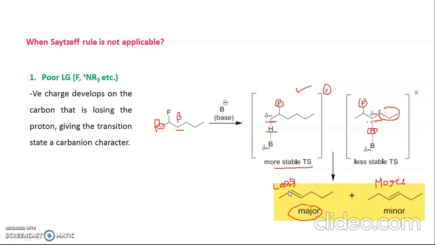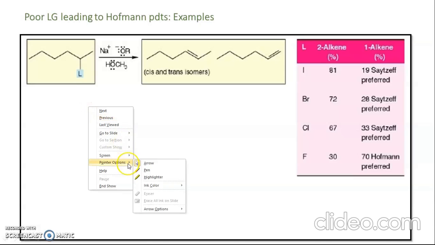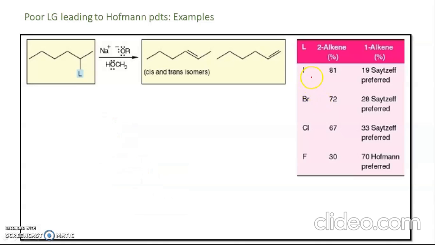Okay. So this is the first condition where a poor leaving group is present, then Saytzeff rule is not followed, not applicable. We will see some more examples of how the poor leaving group is leading to Hofmann products. So here we have the leaving group L in general. Now this L may be any of these halides, right? So here we are getting, this is more substituted, this is less substituted. So this is our Saytzeff product, this is our Hofmann product. H for Hofmann, S for Saytzeff.